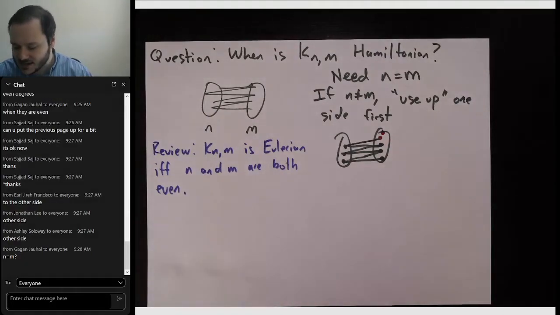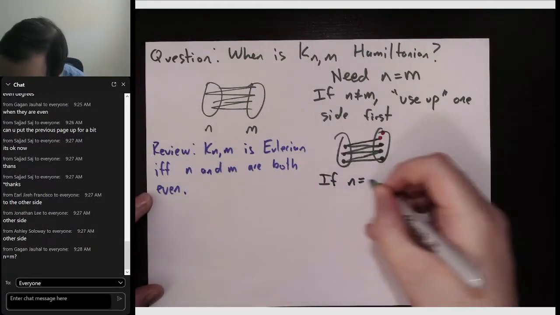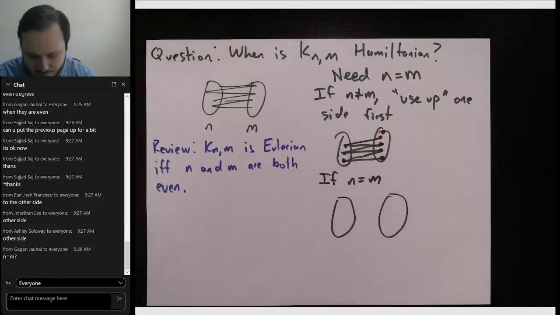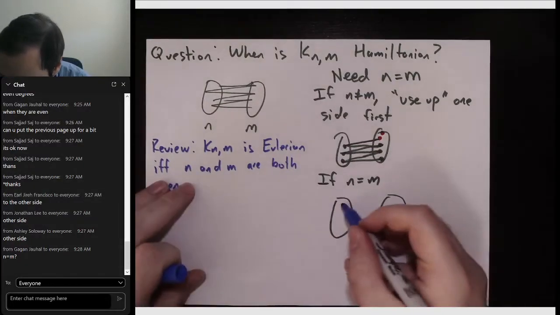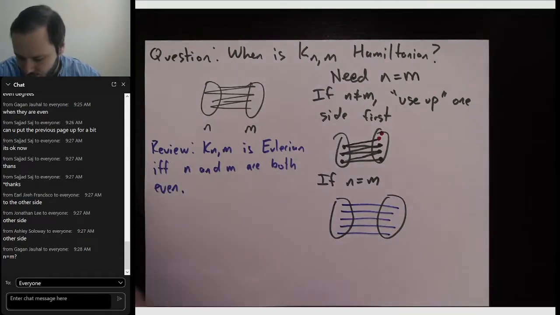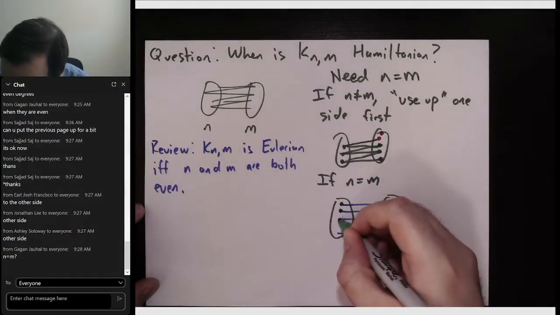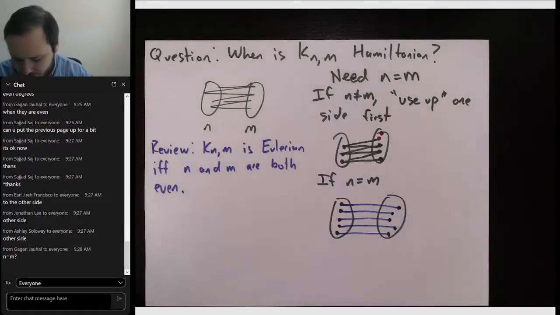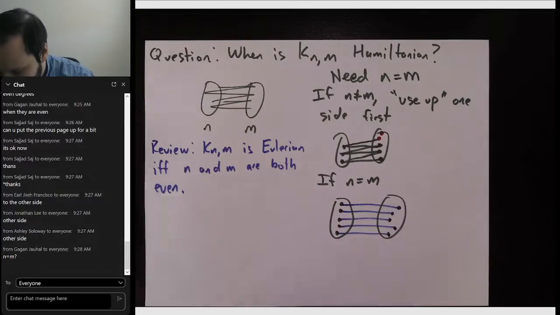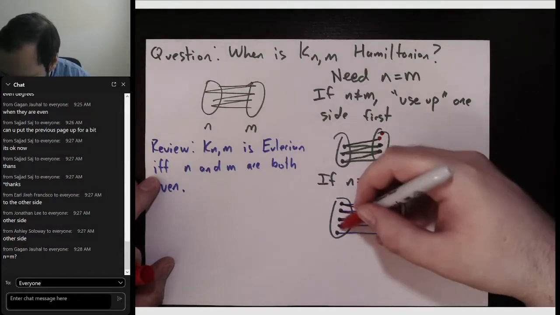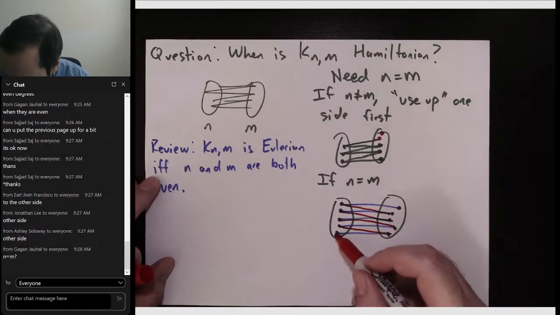But if N is equal to M, then I can pair up all of my vertices. I have the same number, so I can pair them all up. And then I can just do these cross edges, which is really just pairing them up a second time and then loop back around to finish.